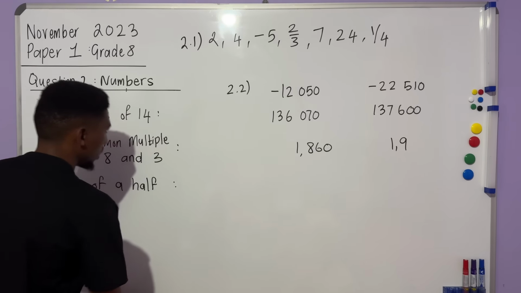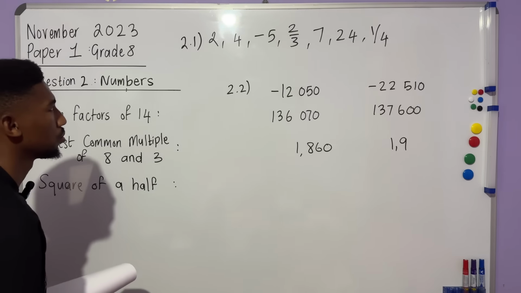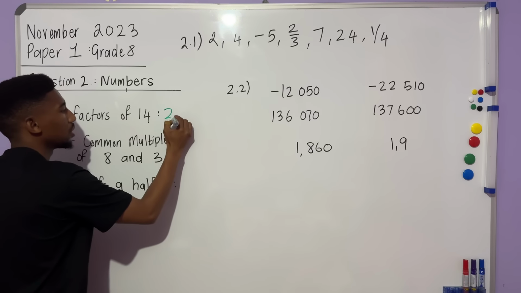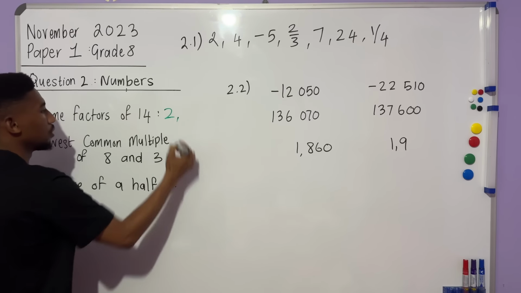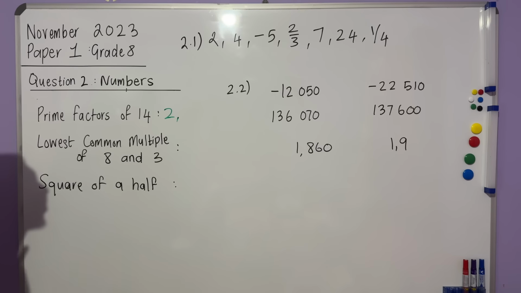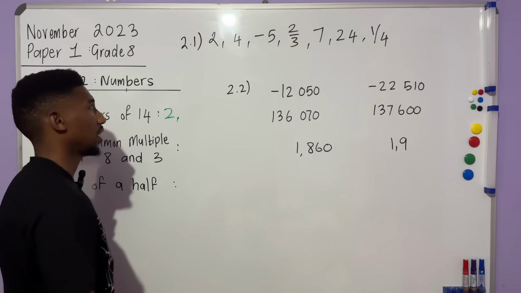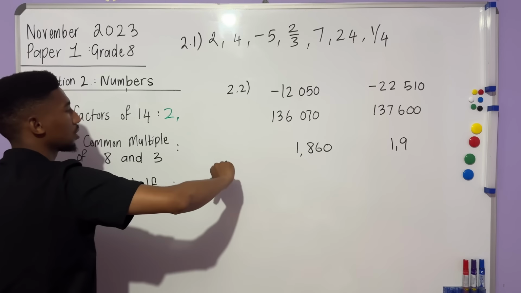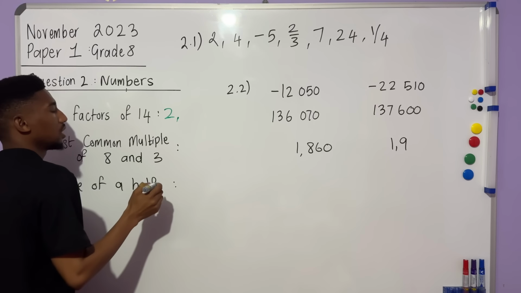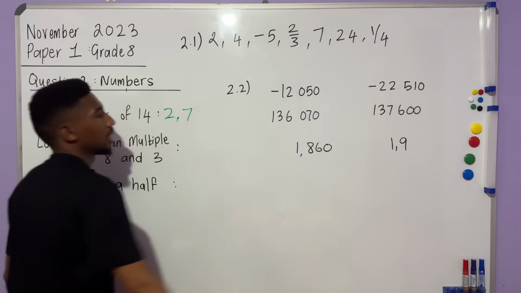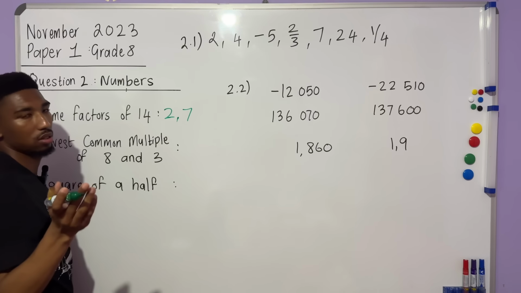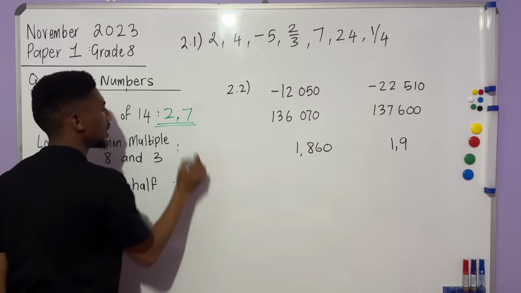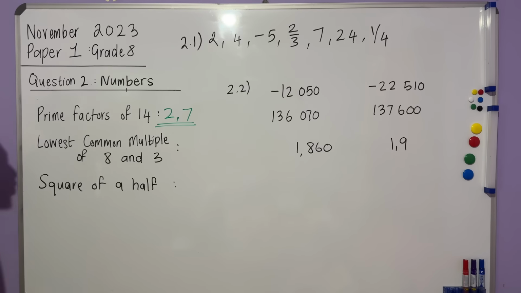Right. Let's have a look at 2. Can 2 divide into 14? Yes, it can. Therefore, 2 is a prime factor of 14. Can 4 divide into 14? No. Can minus 5 divide into 14? No. 2 over 3 is a fraction. Immediately it's out. Can 7 divide into 14? Yes, it can. Can 24 divide into 14? No, it's bigger than 14. And 1 over 4 is a fraction as well. So we only have these two numbers that are prime factors of 14.